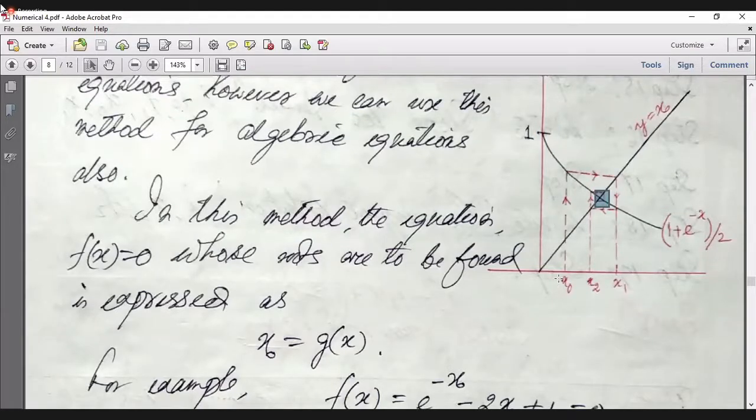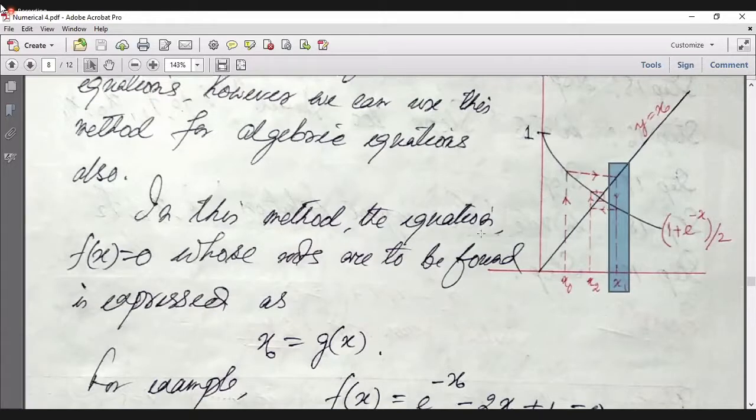Now let us say in this diagram x naught is our starting point. So this is the corresponding f of x naught. Once we find x naught, we can find x1. By calculating from this point, we can calculate x1 again. Let us see how to do this.